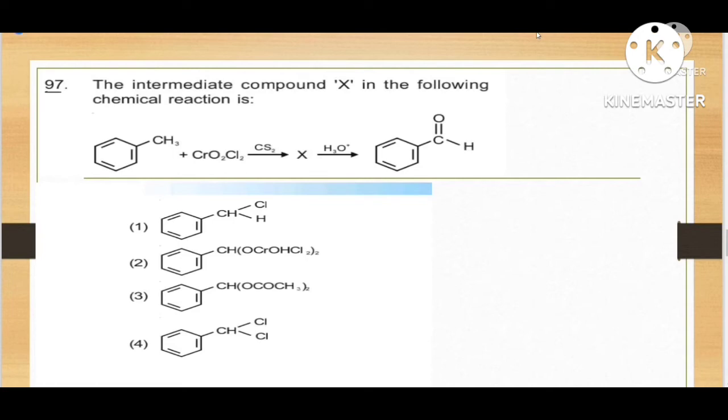Now let us discuss question 97. What is the intermediate compound X among the given 4 options? When you observe this reaction, toluene reacts with chromyl chloride in the presence of CS2 to form an intermediate X, and reaction with H3O positive forms benzaldehyde.